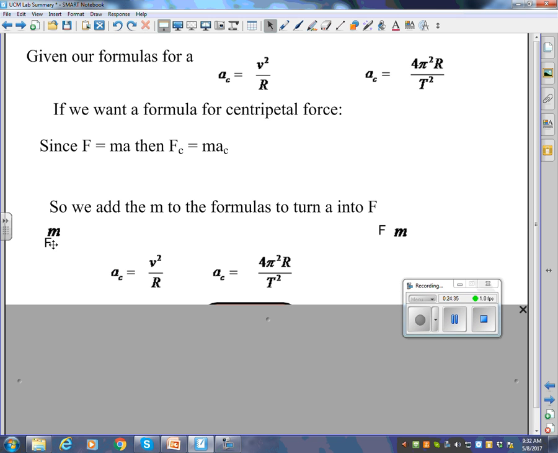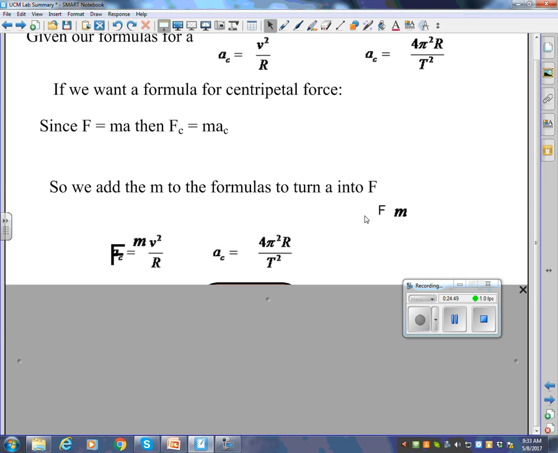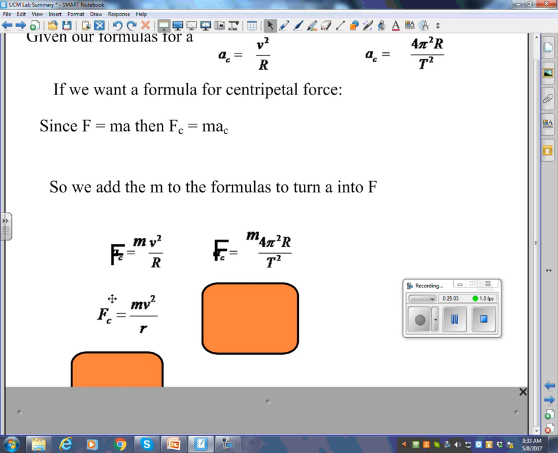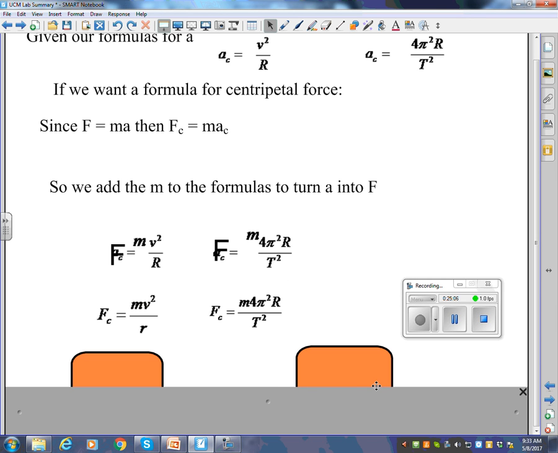So if I want the a to become an F, then I have to put a mass in there. And if I want this one to become an F, is this making sense? I have to stick an m in the front too. So Fc is equal to mv squared over r, and Fc is equal to m 4 pi squared r over T squared. Now, is that not the most beautiful formula you've ever seen in your life? I sound like Don Cherry for a second.